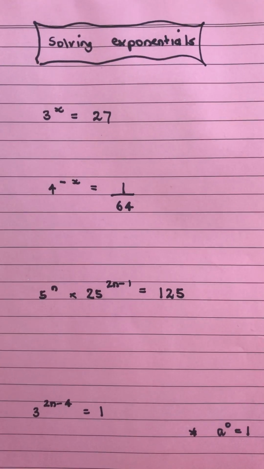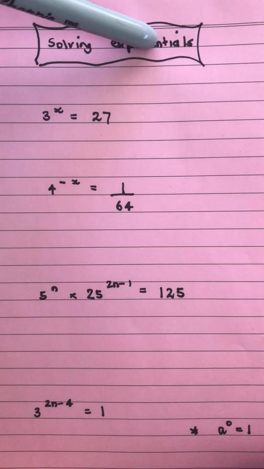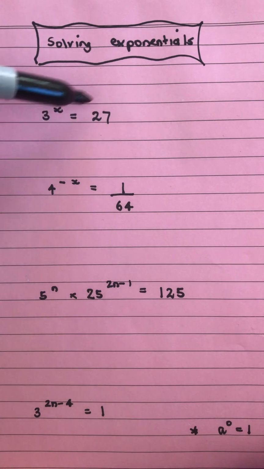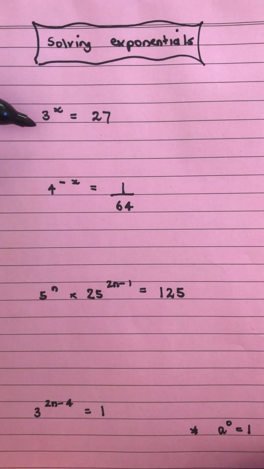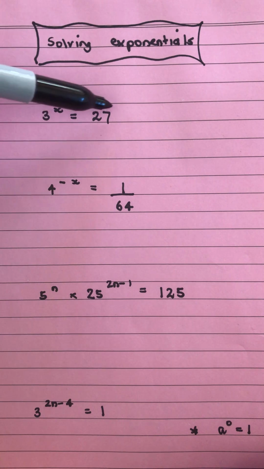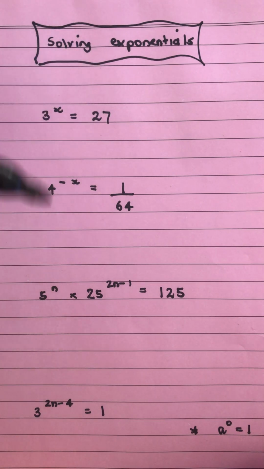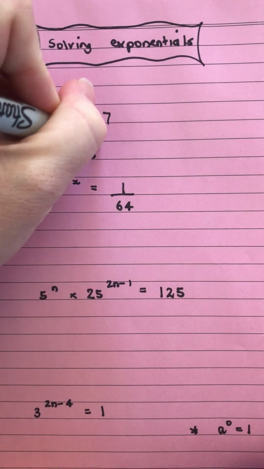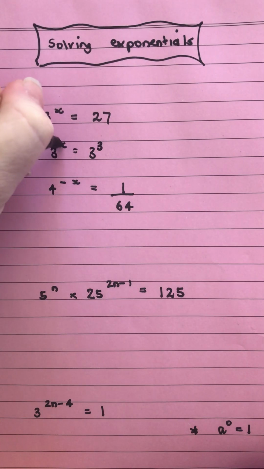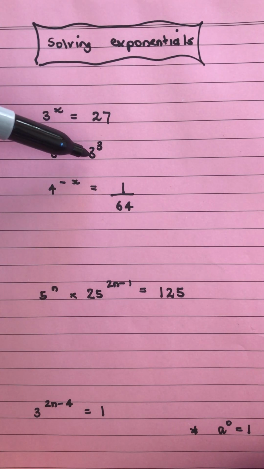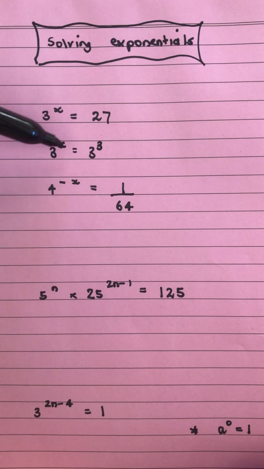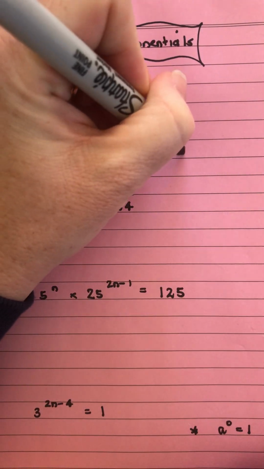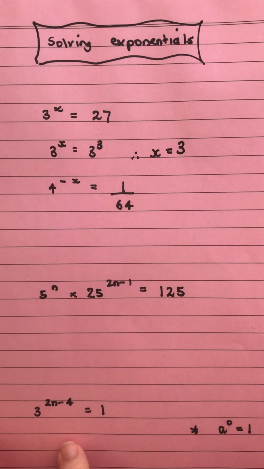Okay, in this video I'm going to go through and show you how to do solving exponentials. So when we have our exponentials, we want to change what we've got on the other side to the same base as what we've got here. So we've got 3 to the power of x. I want to write 27 as 3 to the power of something. So this is where it comes in handy knowing your powers of primes. So we know that 3 to the power of 3 is going to give me 27. So instead of writing 27, I can write 3 to the power of 3. And then that means when I've got 3 to the power of x is equal to 3 to the power of 3, I know that x must be equal to 3.